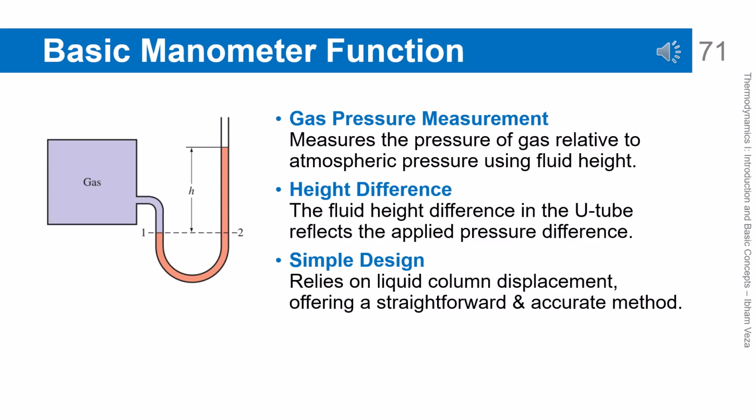The difference in fluid column heights indicates the magnitude of the pressure difference. This method is simple but very reliable for low to moderate pressure measurements. Therefore, manometers are widely used in laboratory experiments.